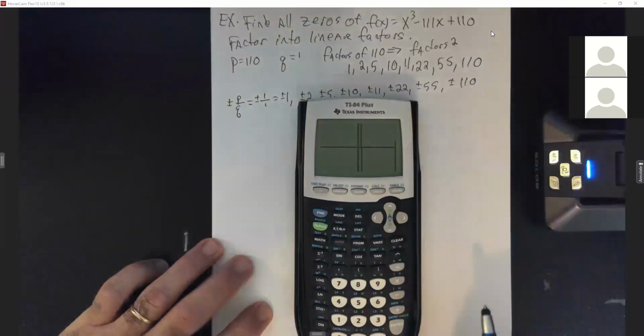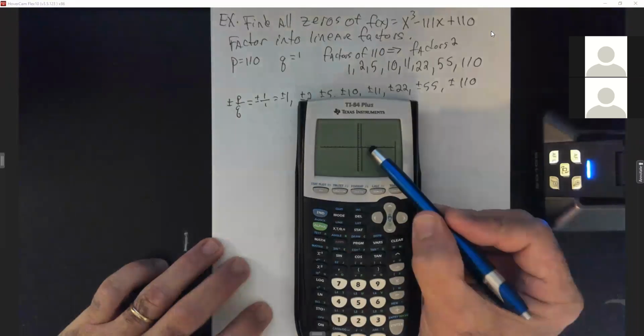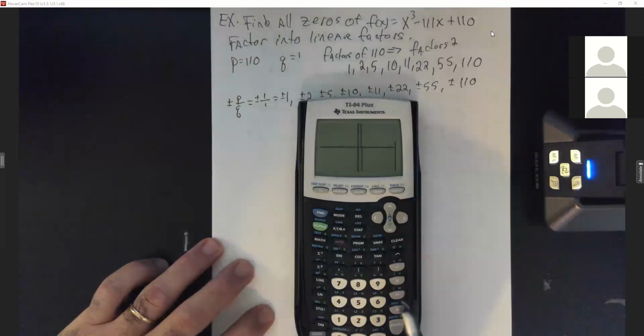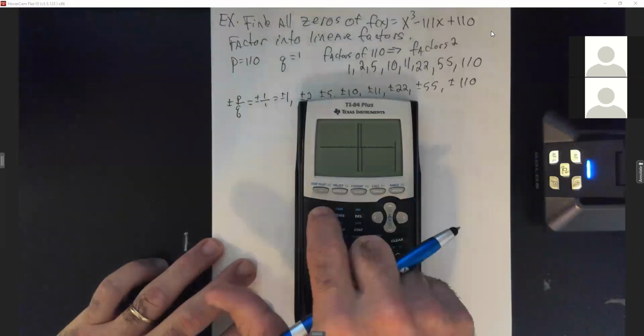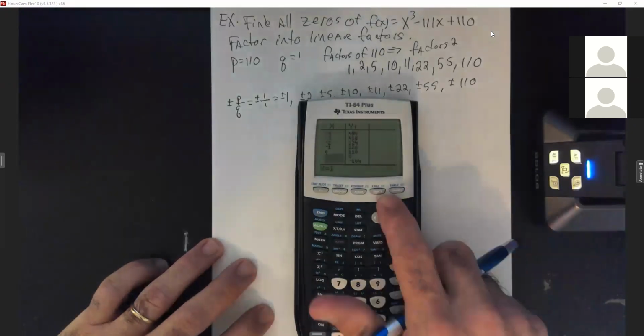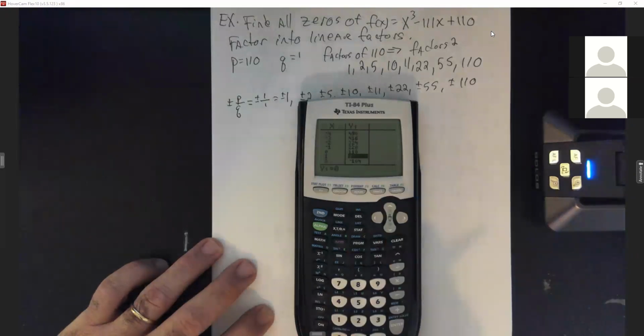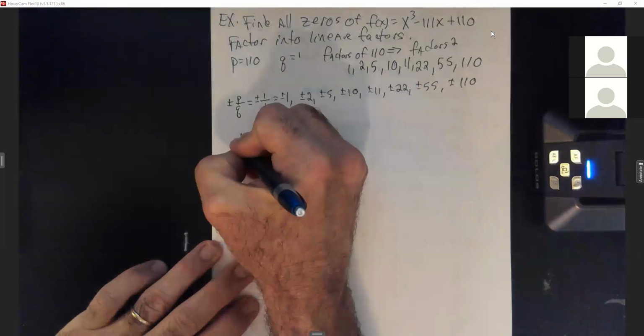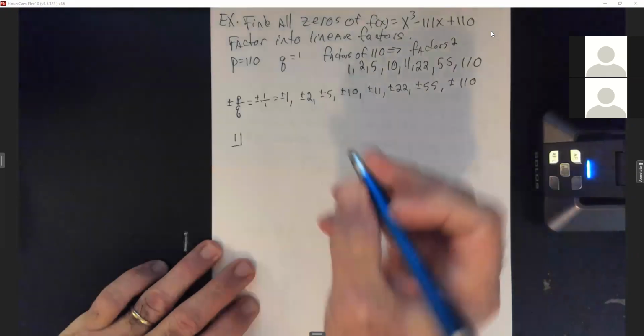I can tell right there that that graph is crossing right at a positive 1. And if you want to make sure, you can hit second graph and go to your table. And let's go down here. And if you see it, positive 1 here on the x's, my y value is 0, which is what I want. So I'm going to try the 1 and see what happens.